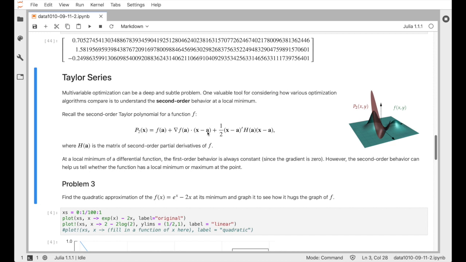And then as you move away from a little bit, that's represented by x minus a. That's the vector indicating how far you've moved away from a and in which direction. If you dot that displacement vector with the gradient of the function at that base point, then that gives you the linear behavior of the function. And then if you take that displacement vector x minus a and multiply it on the left and on the right by what's called the Hessian, the matrix of second derivatives, then that gives you the quadratic behavior of the function.